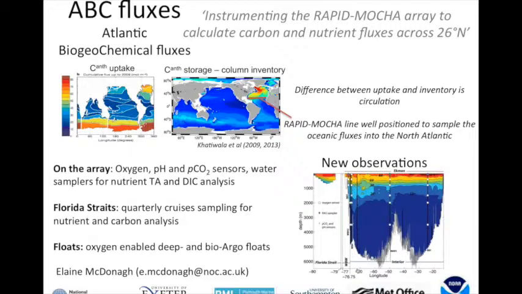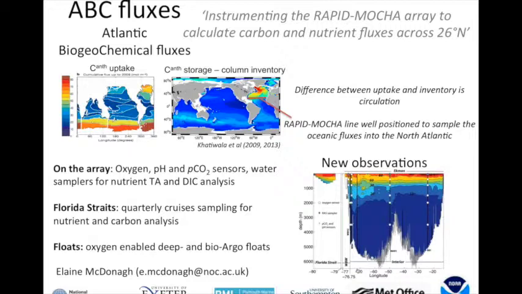We're also going to be making some new observations. So this is the array. The colours are an anthropogenic carbon field. So it's high at the surface, goes up to about 80, and low goes down to near 0. In the bottom, all of these blue colours are less than 10 micromoles per kilogram. The vertical lines are the RAPID moorings, and the dots are the new instruments that we're going to be putting on.